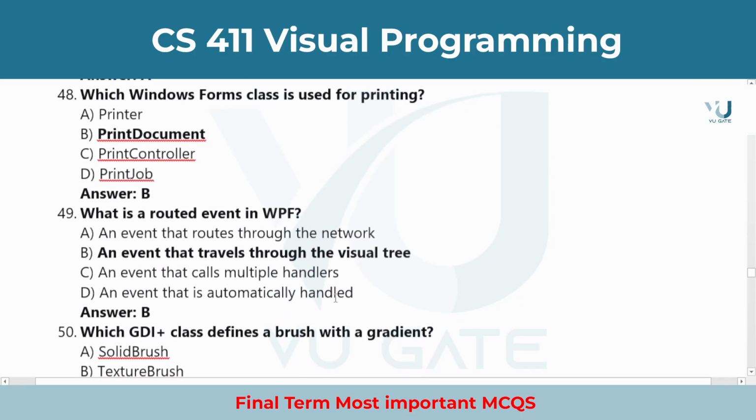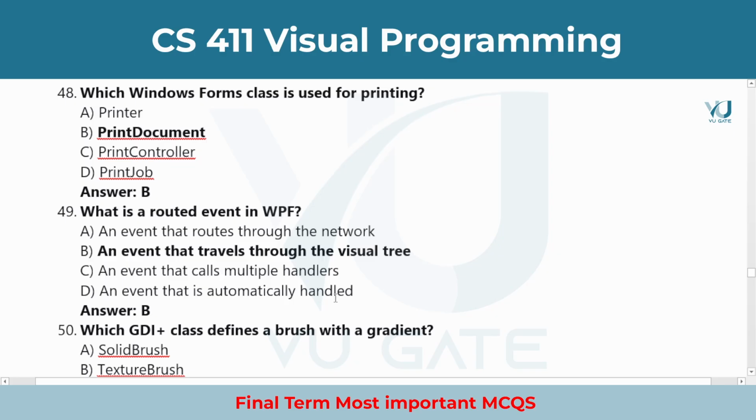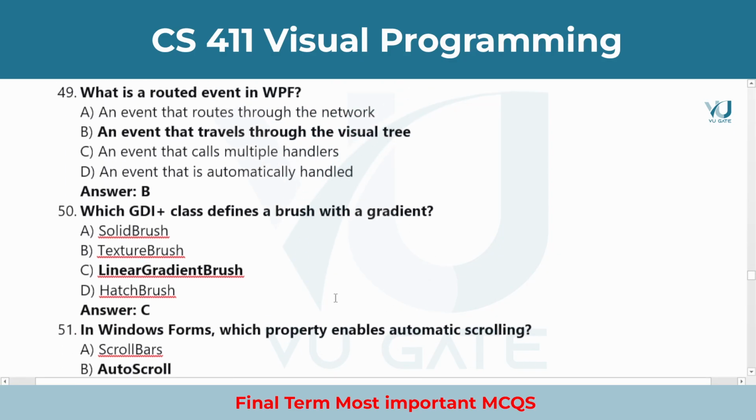Question 48. Which Windows Forms class is used for printing? The correct answer is option B, PrintDocument. Question 49. What is a routed event in WPF? The correct answer is option B, an event that travels through the visual tree.